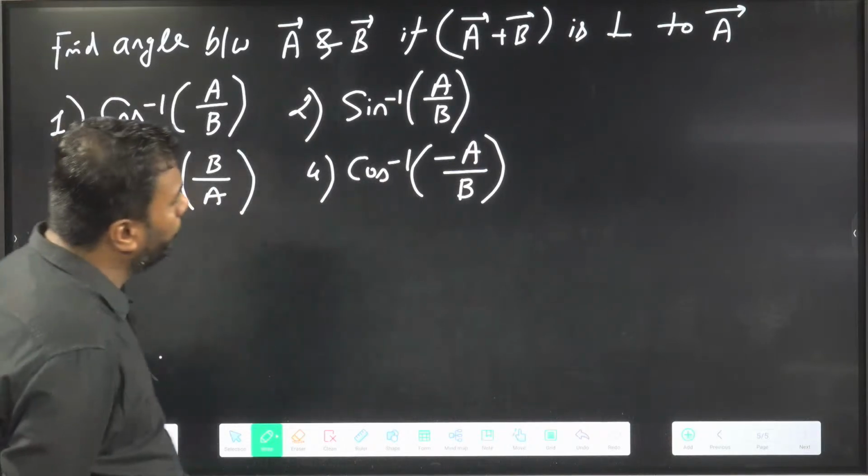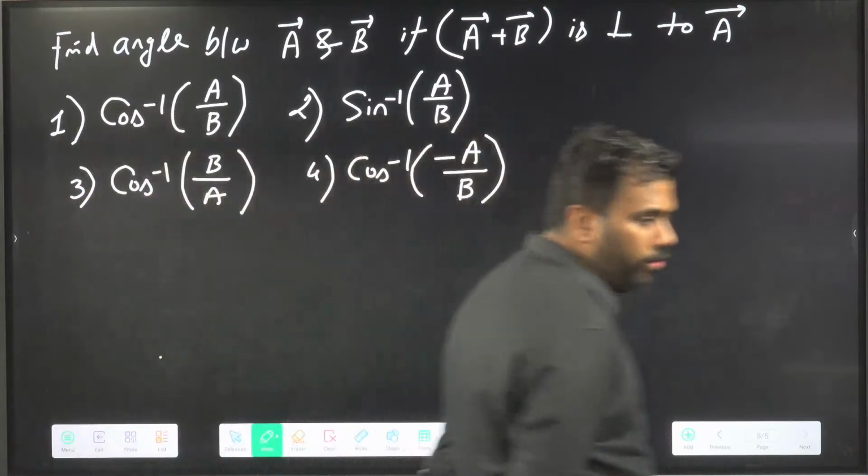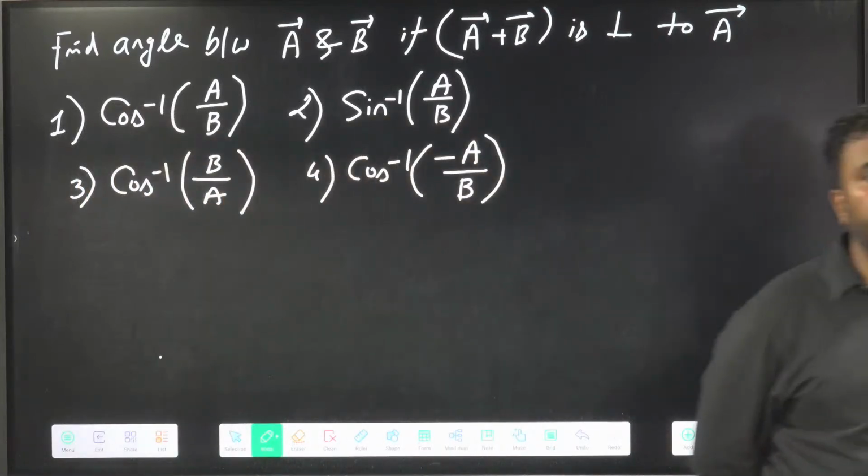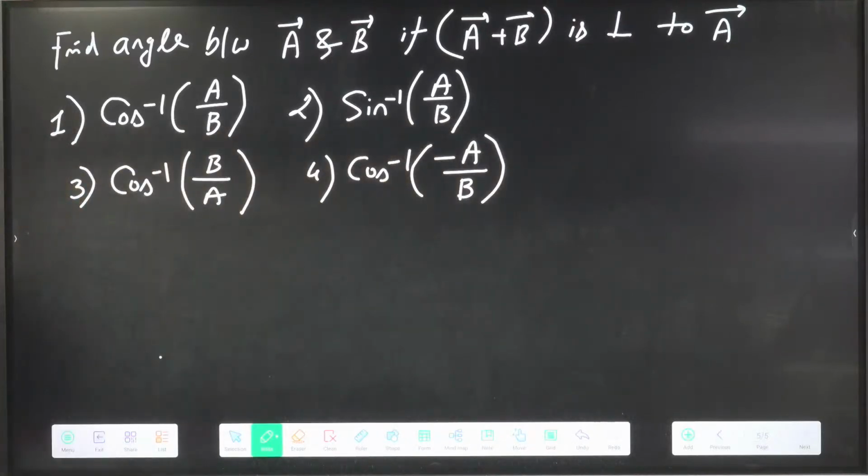I have given you that two vectors are perpendicular. Use the property that when vectors are perpendicular, their dot product is 0. Try this once more.